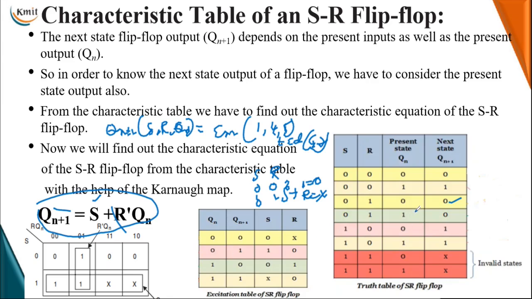In the same manner, 0 to 1: in the state table, 0 to 1 is obtained when the set input is 1 and the reset input is 0. Next, 1 to 0: by looking at the excitation inputs, S must be 0 and R must be 1. The last one is the 1 to 1 transition, which occurs twice in the SR state table.